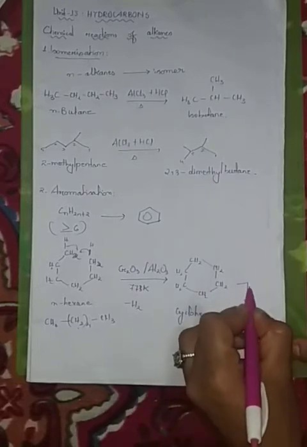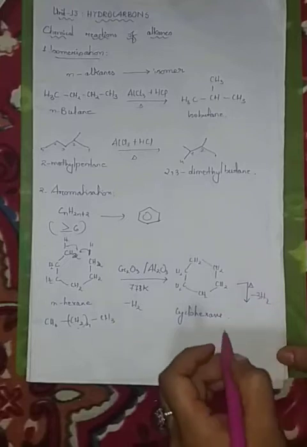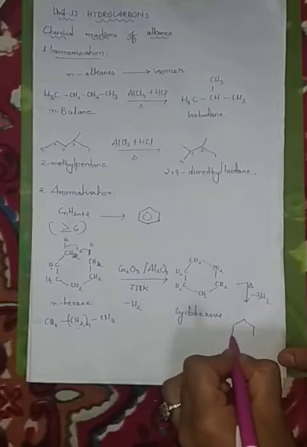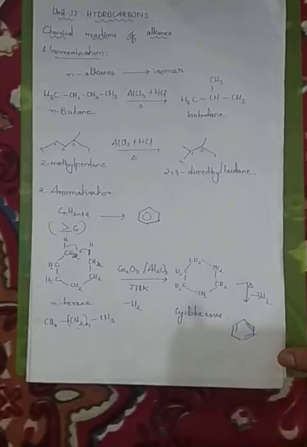Now, this on heating, there will be removal of 3 moles of hydrogen gas, and then we will be getting our aromatic compound, that is our benzene ring. In this way, the aromatization reaction of alkanes takes place. Now, let's check out the third chemical reaction of alkanes, that is reaction with steam.